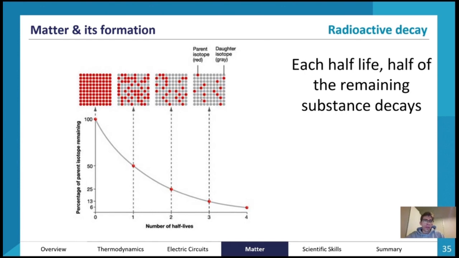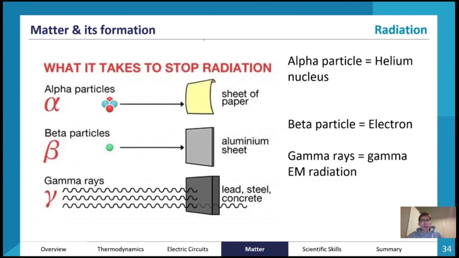Half-life is basically the amount of time that it takes for half of a substance to decay, and then the other half to decay, and then the other half to decay. When decay occurs, radiation is emitted, and radiation can be in the form of alpha, beta, or gamma radiation. Alpha is the simplest and easiest radiation to stop. It can be stopped by a sheet of paper. Beta particles are the more complex ones to stop. They can be stopped by an aluminium sheet. And gamma rays are really difficult to stop. You need lead, steel, and concrete.